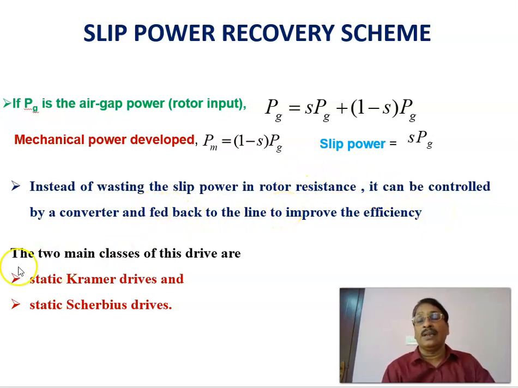grid. There are two main methods of implementing this, and they are called static Kramer drive system and static Scherbius drive system. Now, in this presentation, I'll be explaining static Kramer drive system, and in the next presentation, I will be explaining static Scherbius drive system.